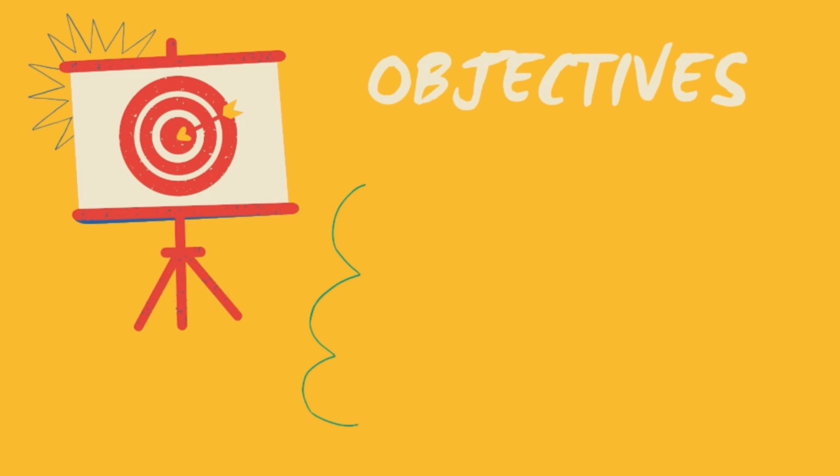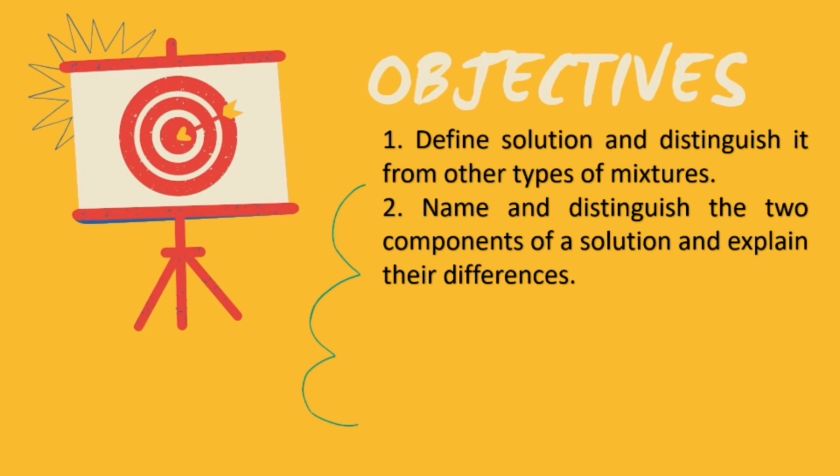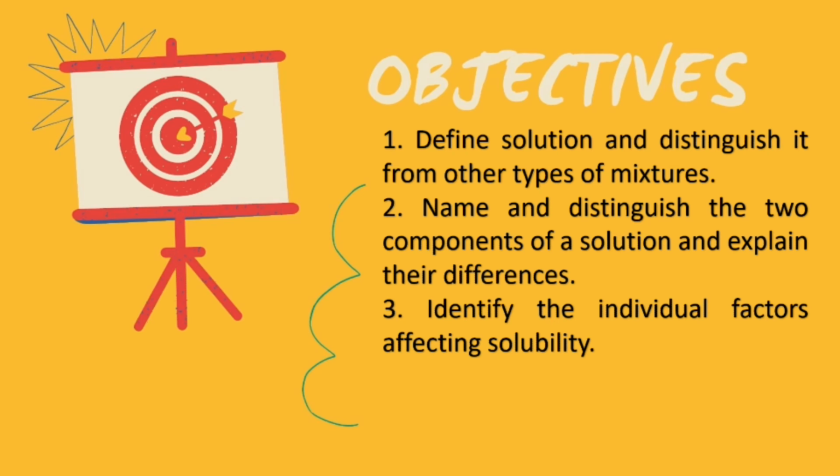Here are the following objectives for our discussion. Define solution and distinguish it from other types of mixtures. Name and distinguish the two components of a solution and explain their differences. Identify the individual factors affecting solubility.